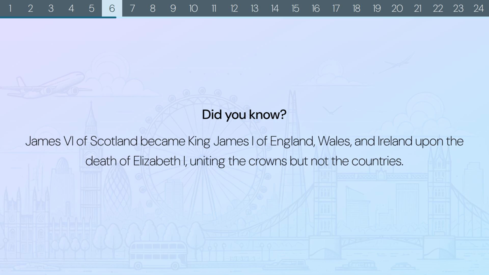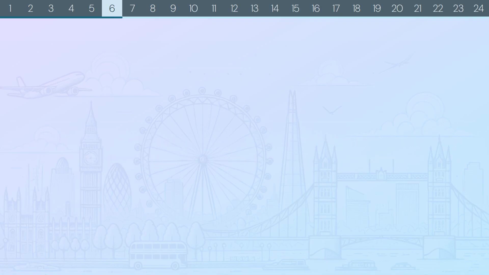Did you know? James VI of Scotland became King James I of England, Wales and Ireland, upon the death of Elizabeth I, uniting the crowns, but not the countries.